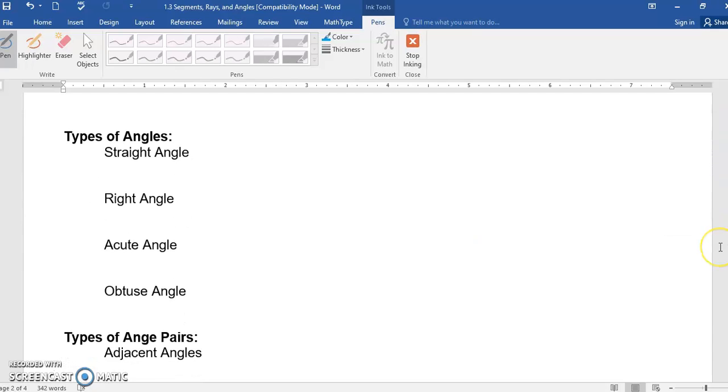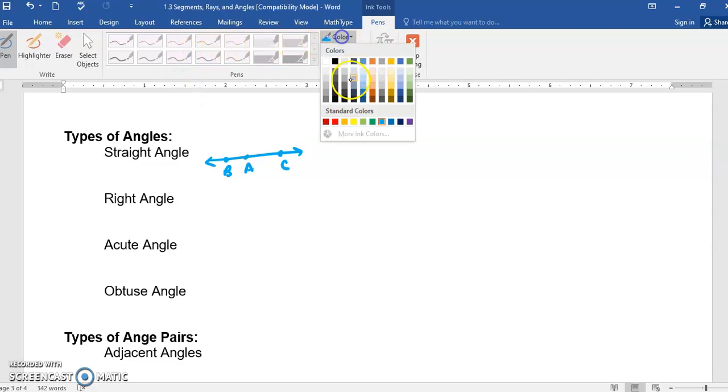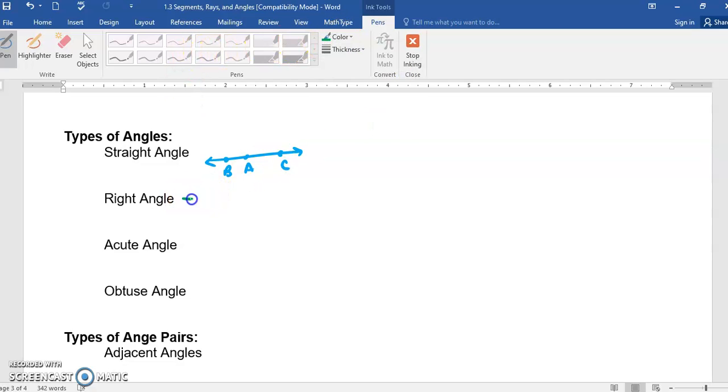So we have different types of angles. A straight angle is really a line. If I use those same letters, it seems like a silly sort of thing. A right angle is exactly 90 degrees. Its measure is exactly 90 degrees and would look more like that. Usually you'll see a little box in the corner indicating it's exactly 90 degrees.